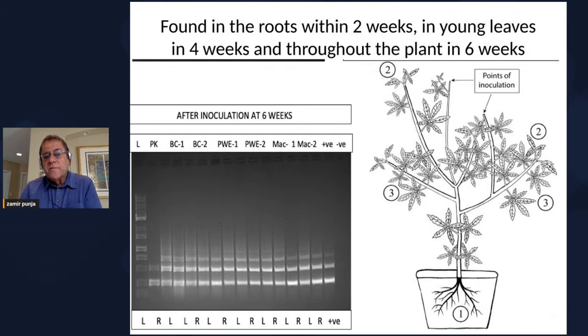And if you take these plants further and grow them up into 6 weeks, you can see right away, again, from these gels that every part of the plant has got hop latent viroid in it. So remember, we inoculated up here. This is where you'd be taking your cuttings. And presumably, if you had infected tools, the viroid would get in here, move down to your roots, number 1, move up to the young foliage, number 2, and then it would show up here in number 3. So within about 4 to 6 weeks, your entire plant has become infected with hop latent viroid.